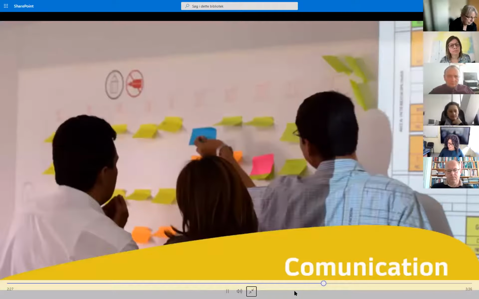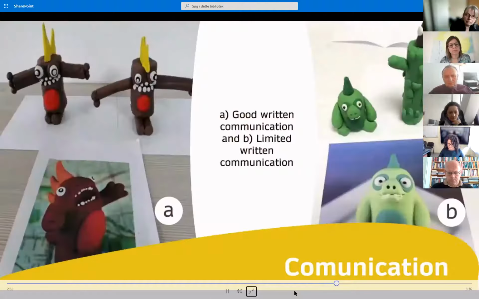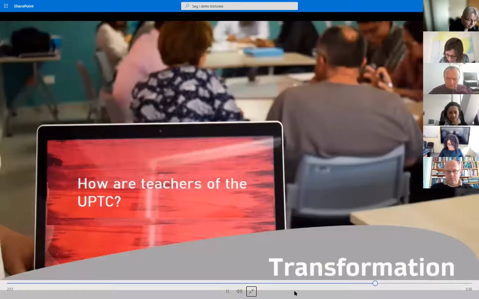The third moment is communication. Here we use playful activities like modeling figures with clay and writing a report on how to build their model using only technical language, so another group can reproduce the model based on the written report. On the left, you can observe good communication, and on the right, an example of limited communication or bad clay sculptures. The last moment is transformation.